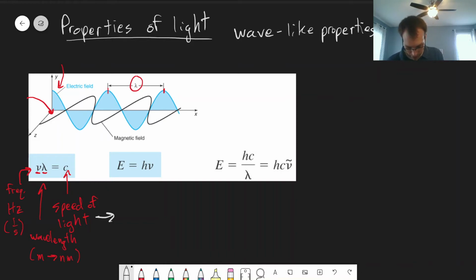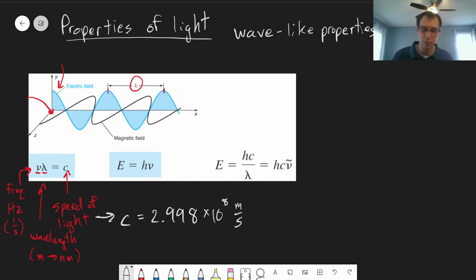The speed of light, c, you can look this up, and it has a lot more digits than this, but it is 2.998 times 10 to the 8th meters per second. And this is the constant that allows us to convert from the frequency to the wavelength and vice versa. Now, that's the wave-like properties of light. We can describe it as this oscillating electromagnetic field with the speed of light fixed, and we have the wave properties of frequency and wavelength that can describe the light.